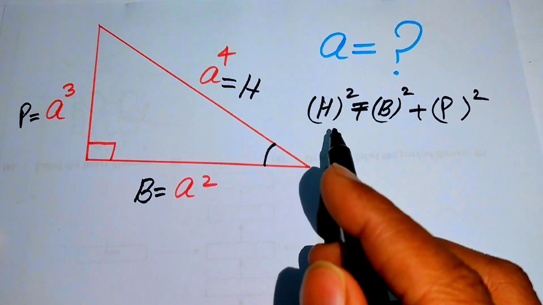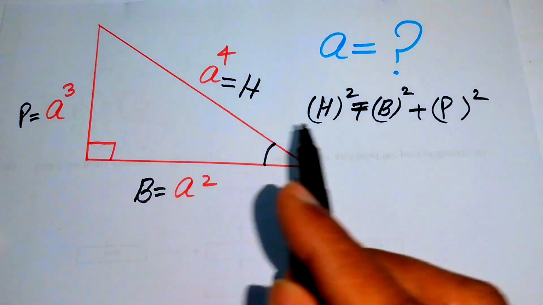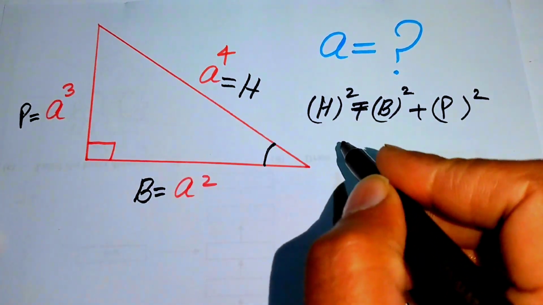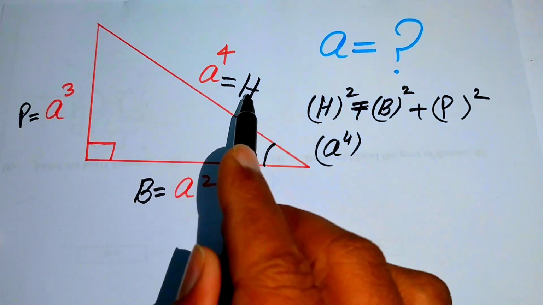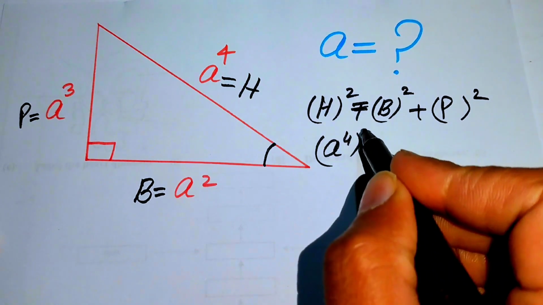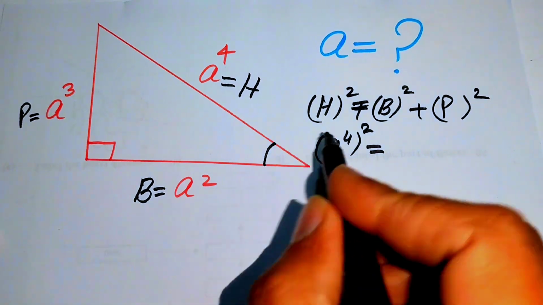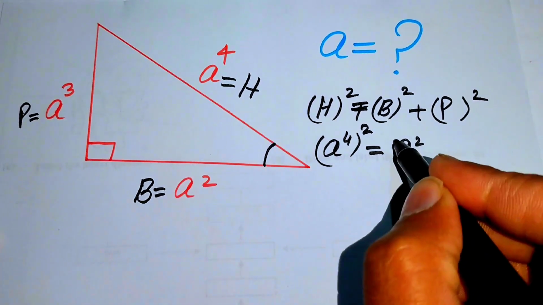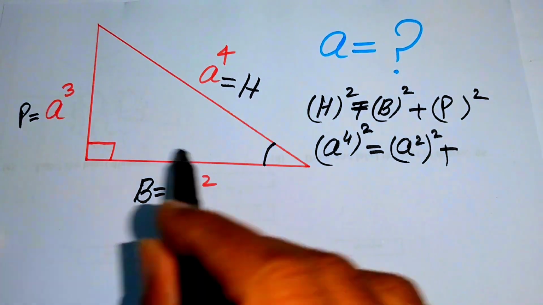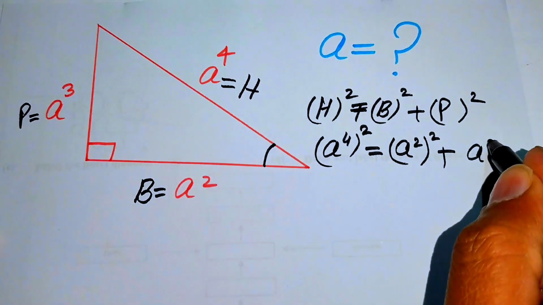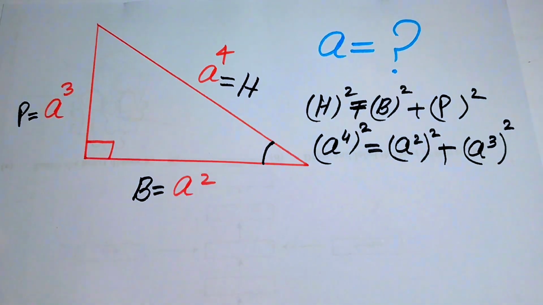Now we put all the values of p, h, and b in this formula, and we obtain a to the power of 4, because our h is a to the power of 4, so we get a to the power of 4 and its whole square equals our base, which is a square, and it becomes a square and its whole square, and the perpendicular is a cubed, so we write it as a cubed and its whole square.